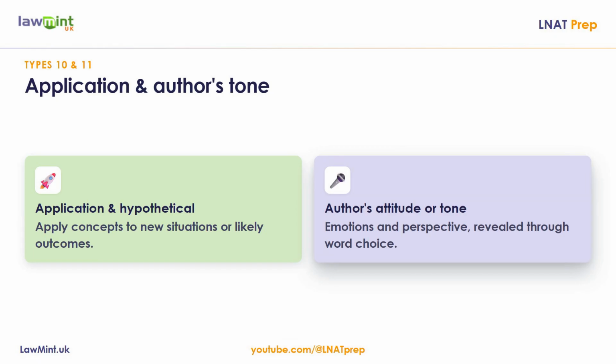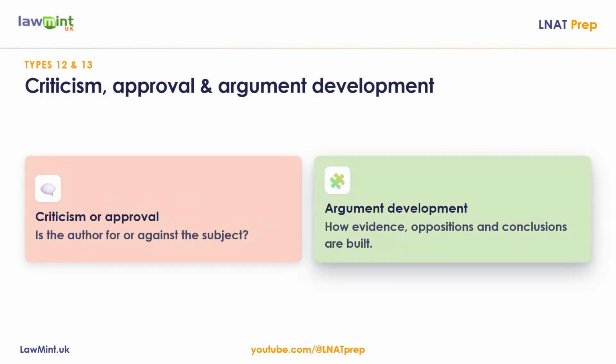Author's attitude or tone questions require you to understand the author's emotions, attitude, or perspective towards a subject, as revealed through their word choice and overall tone, for instance, describing the tone of the final paragraph. Closely linked are criticism or approval questions. These ask whether the author is expressing criticism or approval of a particular subject, idea, or practice, such as their main criticism of students using the internet.